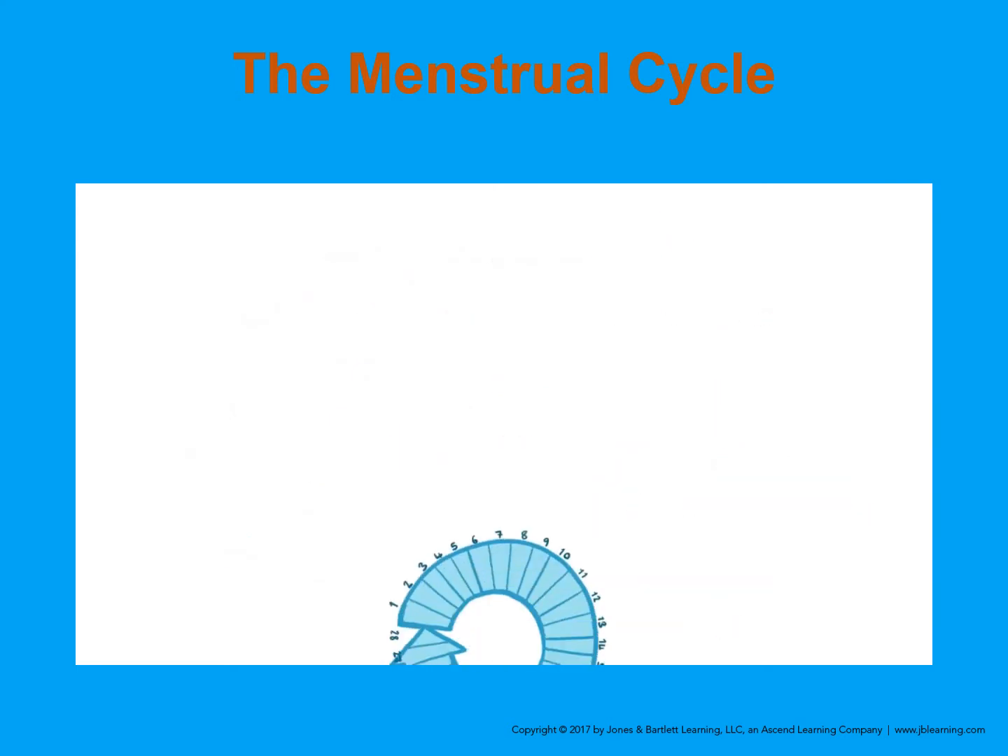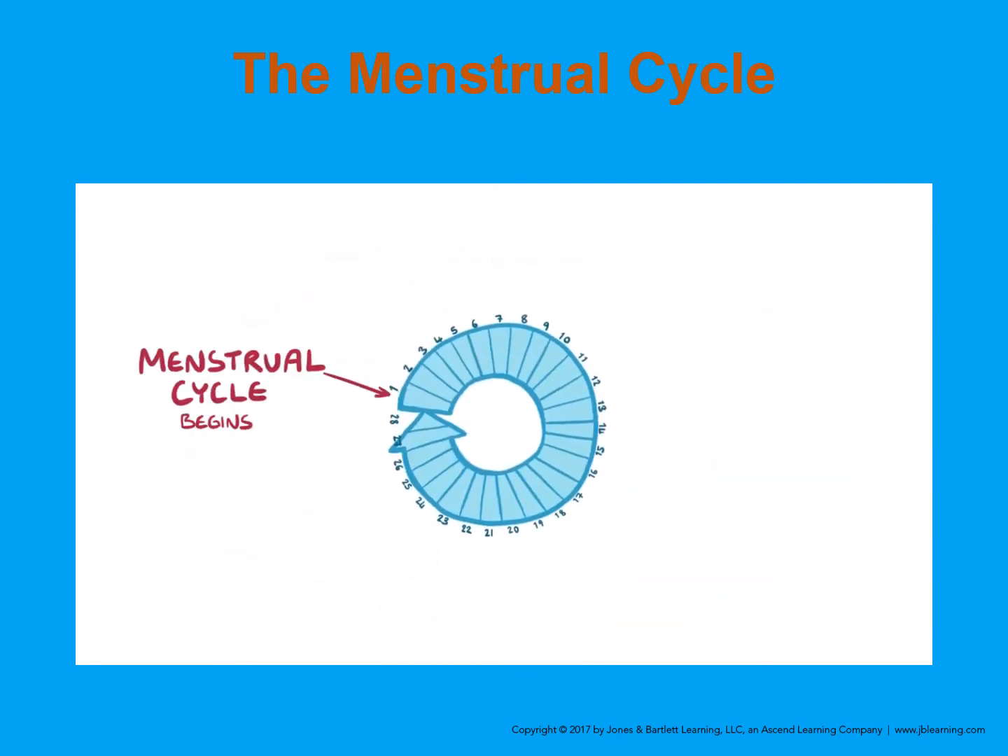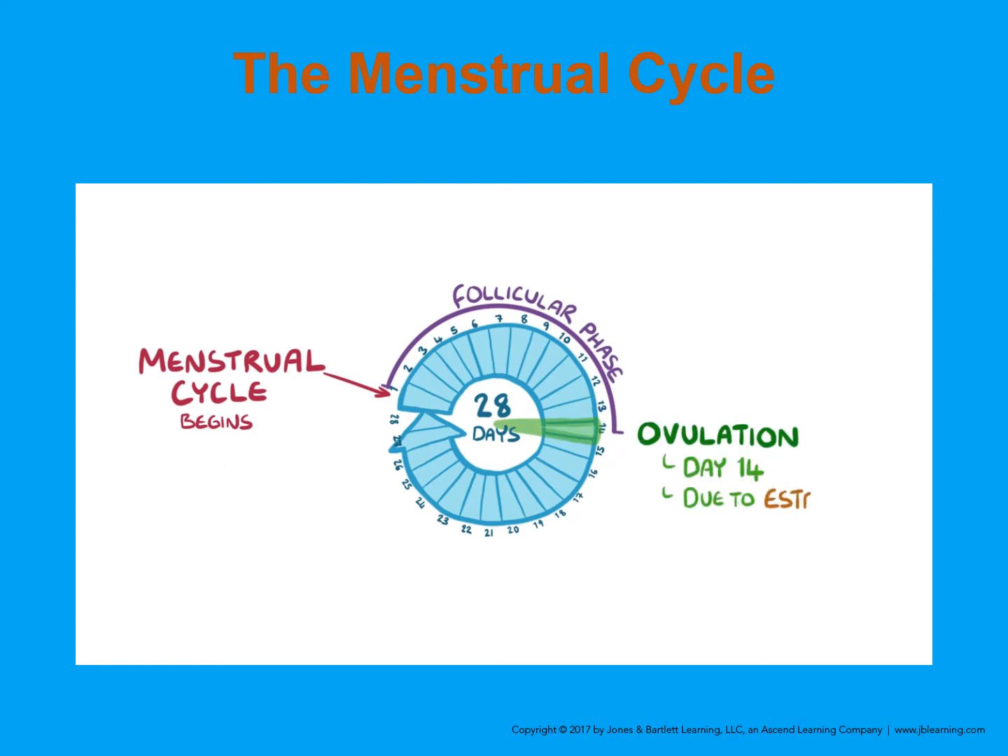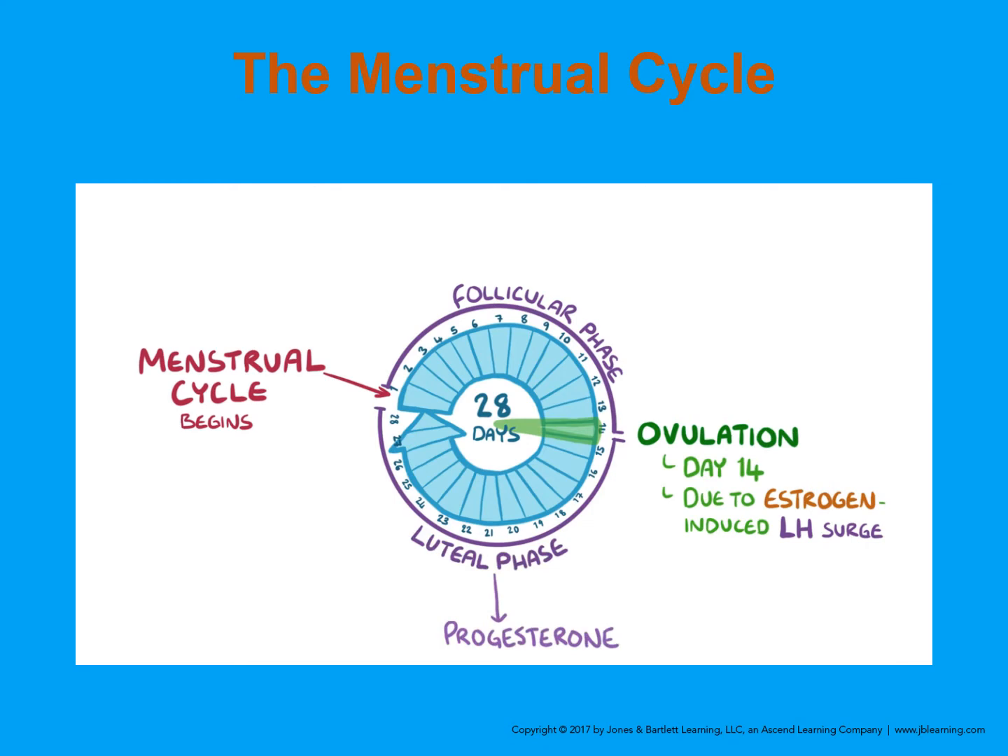Alright, so as a quick recap, the menstrual cycle begins on the first day of menstruation. For an average 28-day menstrual cycle, the changes which occur in the ovary during the first 14 days are called the follicular phase. Ovulation usually occurs at day 14 as a result of the estrogen-induced surge in luteinizing hormone. The last 14 days of the cycle are the luteal phase, during which progesterone becomes the dominant hormone.